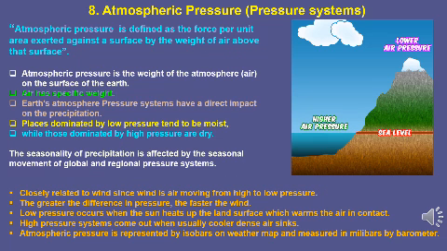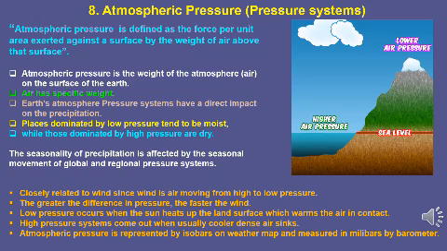Next weather element is atmospheric pressure, which is defined as the force per unit area exerted against a surface by the weight of air above that surface. Atmospheric pressure is the weight of atmosphere or air on the surface of the earth, and air has a specific weight. Earth's atmospheric pressure systems have a direct impact on precipitation. The places dominated by low pressure tend to be moist, while those dominated by high pressure are dry.